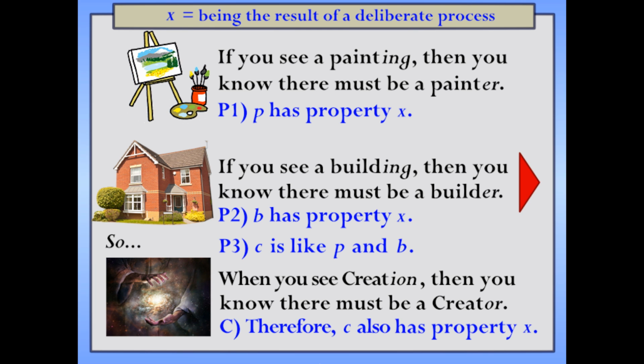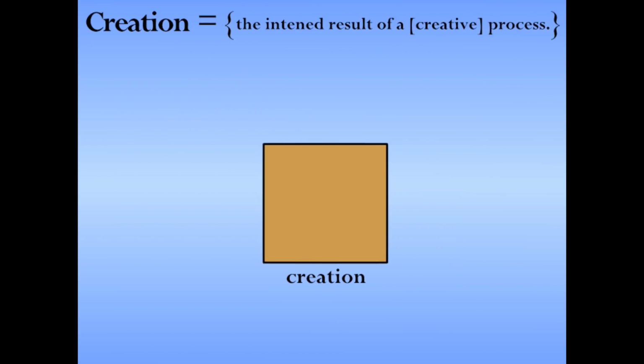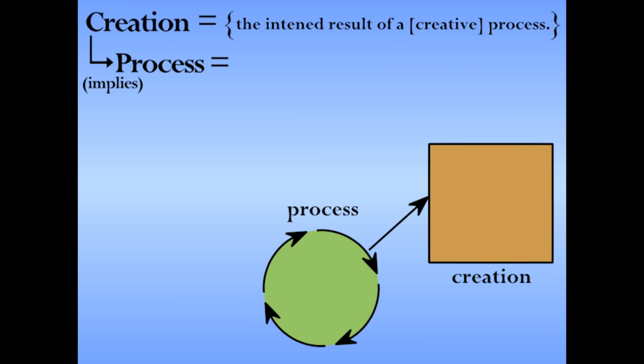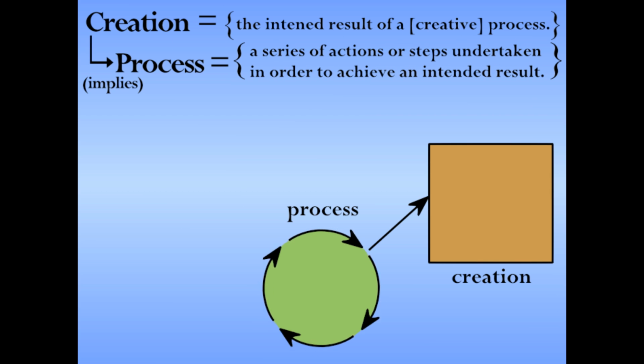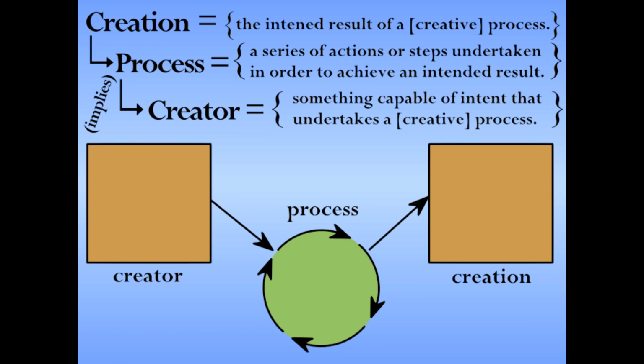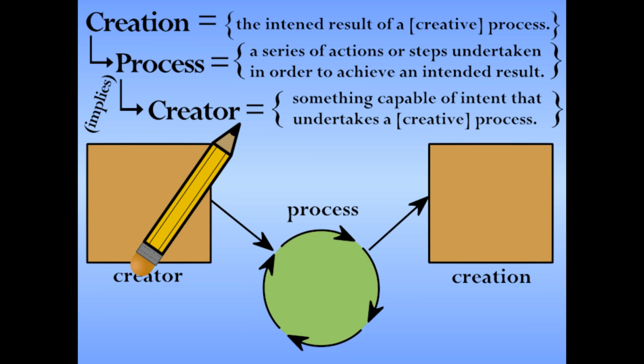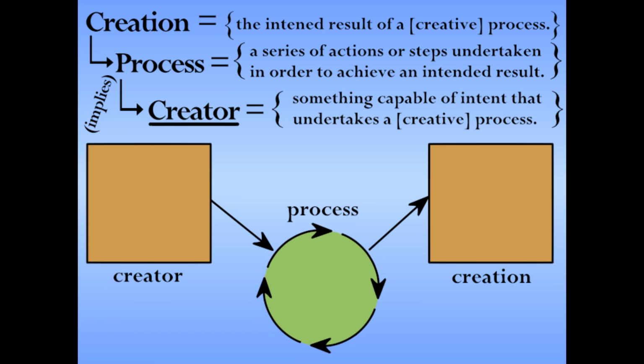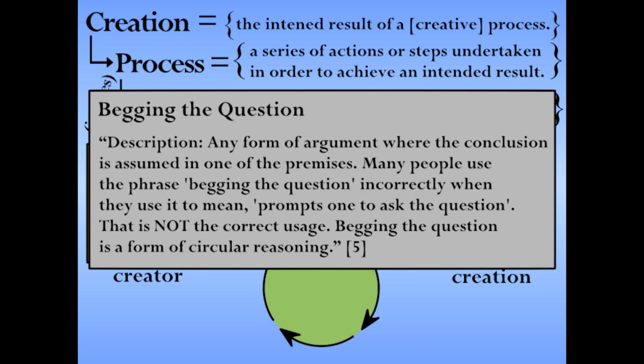Well, in thinking about what a creation is, it's the intended result of a creative process. And a process is a series of actions or steps undertaken in order to achieve an intended result, which then necessitates that there must be something that undertook that process, i.e. a creator. So following this line of logical reasoning, we can see that the term creation already has the implication of a creator built into it. Therefore, this argument commits the logical fallacy known as begging the question, which is a form of circular reasoning.